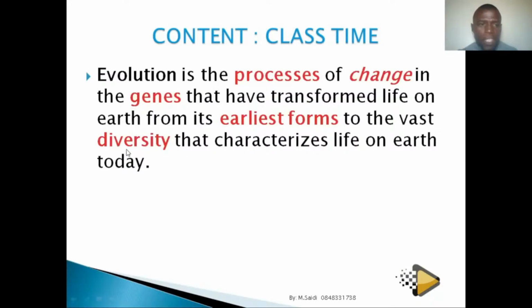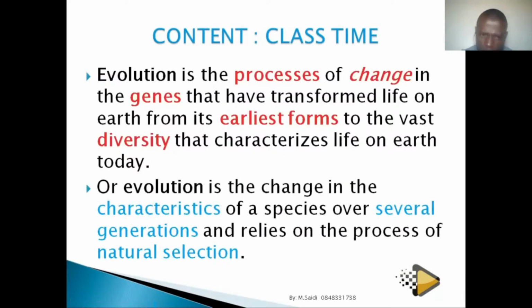So you have different diversity among the organisms. This diversity will help these organisms to survive on this earth. And also say that evolution is the change in the characteristics of species over several generations. That's why I say that in this process there must be different generations. It does not take place in just a single event. It must take place over many generations. You cannot see evolution just by that. You have to have many generations.